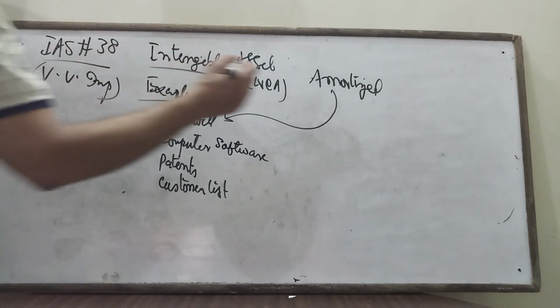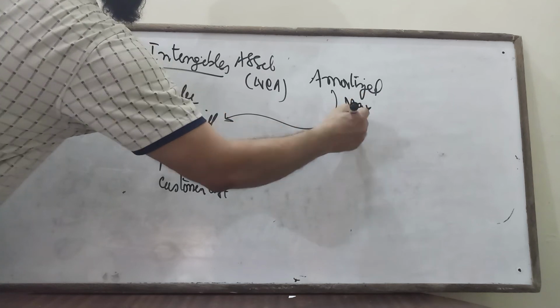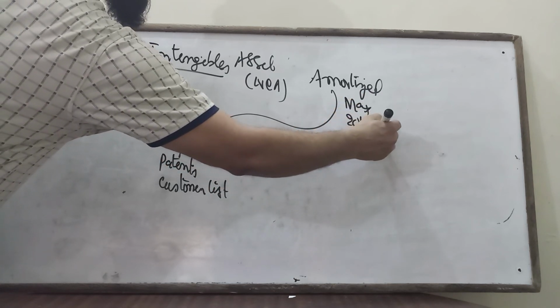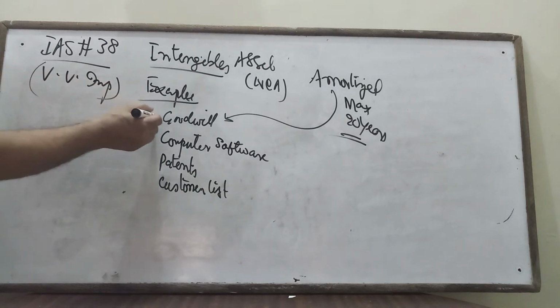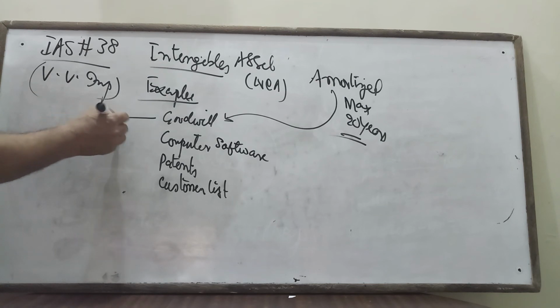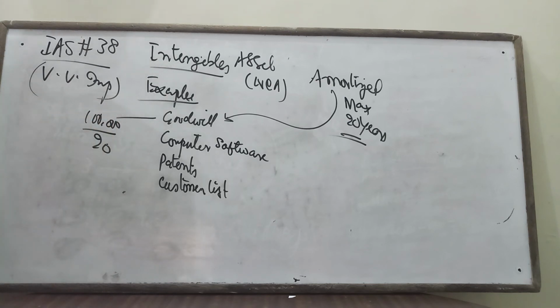Goodwill must be amortized for a maximum of 20 years. If a company has recorded goodwill, it must be amortized. The life of the goodwill is not more than 20 years. If the goodwill of the company is 100,000 and the company is amortizing it within 20 years, that means every year the company will amortize 5,000 of goodwill until 20 years.